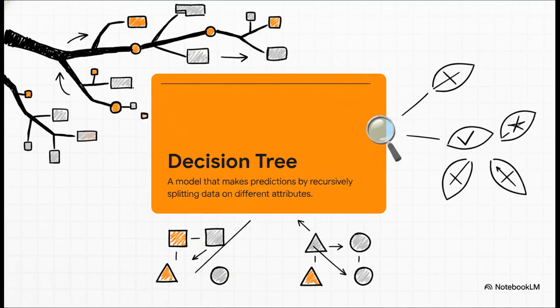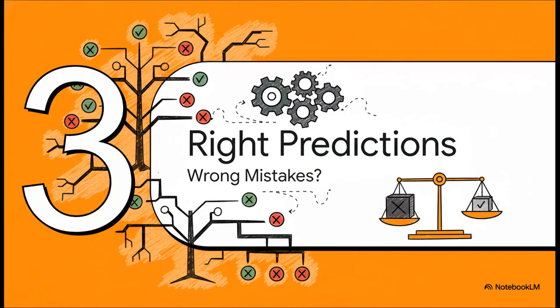So if we're going to get formal about it for a second, a decision tree is just a model that makes its predictions by splitting the data over and over again based on different features. It follows a path down this tree-like structure until it lands on a final answer. Simple as that. All right, so we have our decision tree, and it's making predictions. Great. But what about when it's wrong? Because here's where it gets really interesting. It turns out that not all mistakes are created equal. In some situations, the kind of mistake your model makes matters a lot.